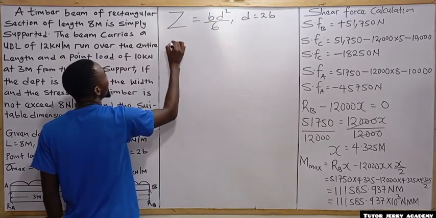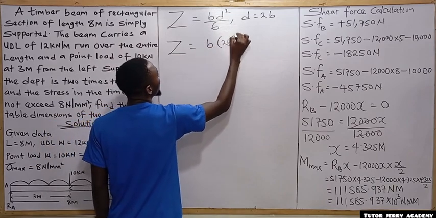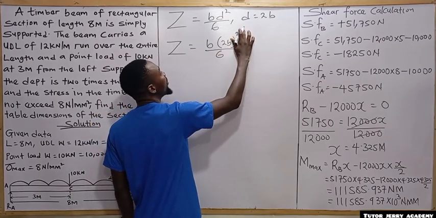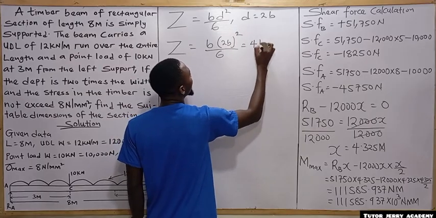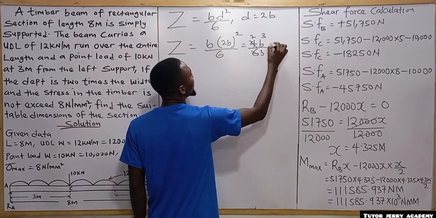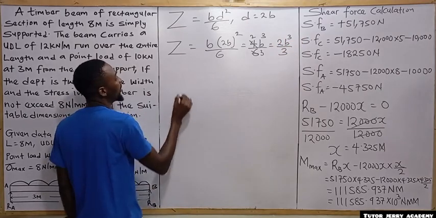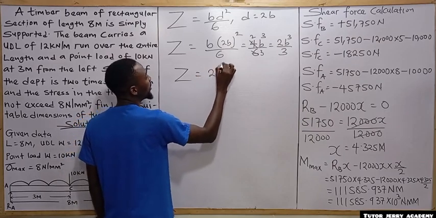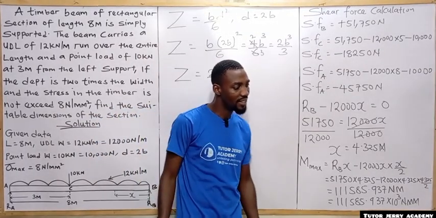So if we substitute that there, our section modulus will be equal to B into 2B all squared, divided by 6. So this will be equal to 2 to the power 2 is 4, so 4 and b to the power 2, that is b squared, times b, that is b cubed, divided by 6. 2 here, 2 here, 3. So this is going to be 2b cubed divided by 3. So that will be our section modulus.